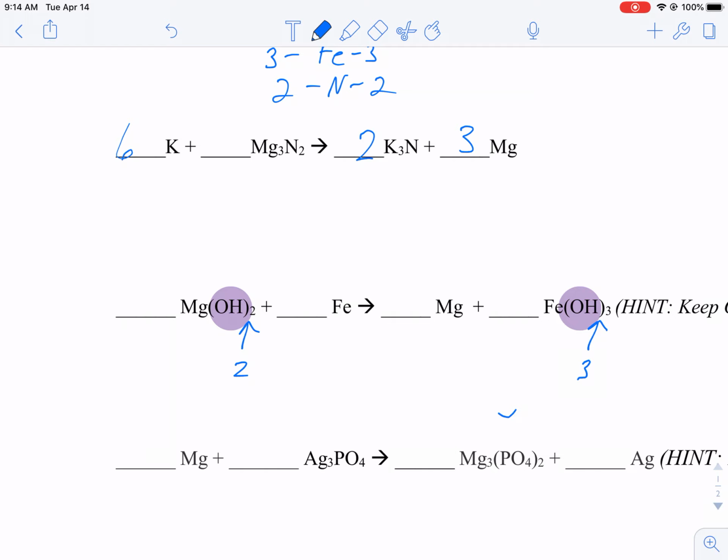Now, when we have an even number and an odd number, we want to have the lowest common multiple. Well, the lowest common multiple of 2 and 3 is 6. So for me to get 6 hydroxides, I would have to put a 3 there in front of the MgOH2 and a 2 here in front of the FeOH3. Now that's going to give me 6 hydroxides on both sides, but it's also going to change my Fe's and my Mg's. So I have to go back and account for that. 2 Fe's, 3 Mg's. Now my equation is balanced.